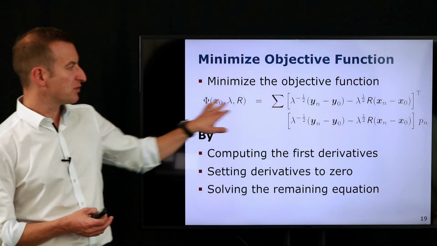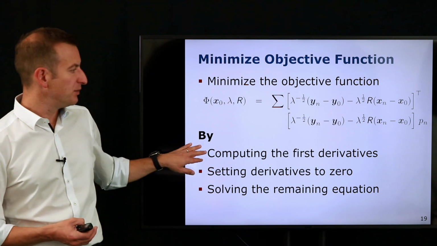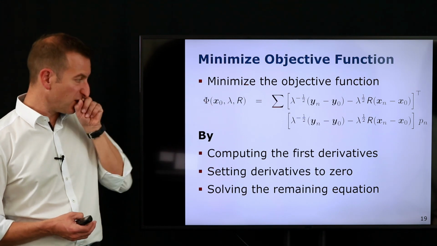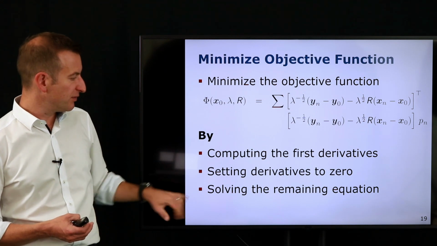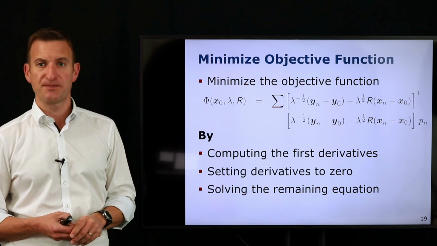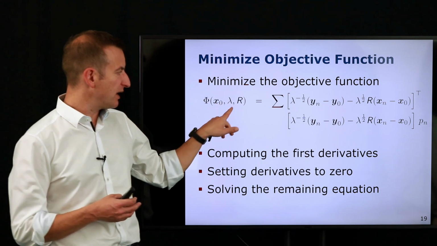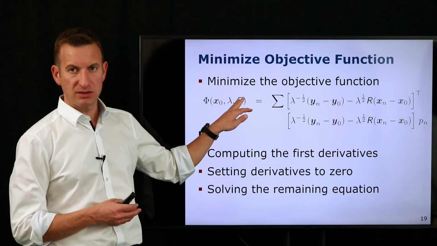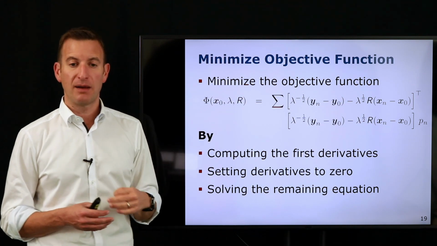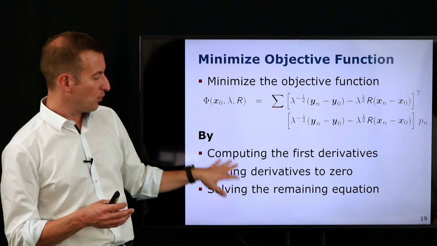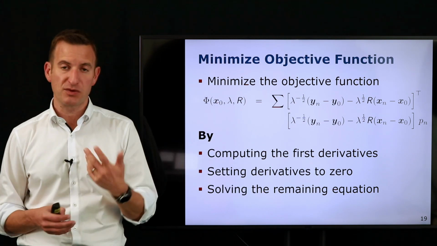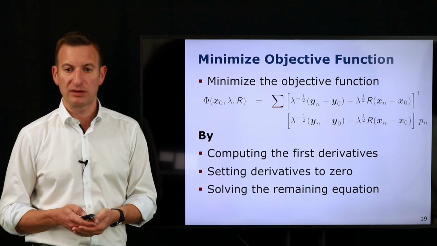So what we need to do is take our objective function here, compute the first derivatives with respect to x0, with respect to lambda, and with respect to r, set those derivatives to 0, and then solve the remaining equations. We will actually do that only for x0 and lambda, and will resolve the rotation matrix in a different way. But for now, we are approaching this problem by computing the first derivative with respect to x0 and with respect to lambda.